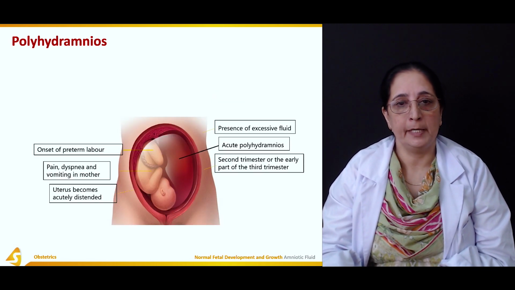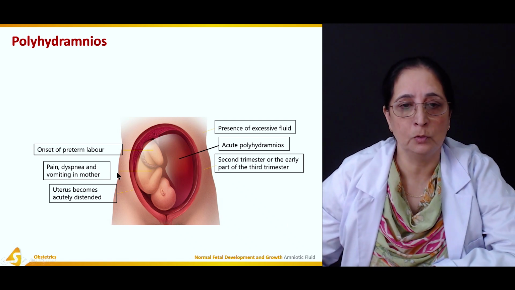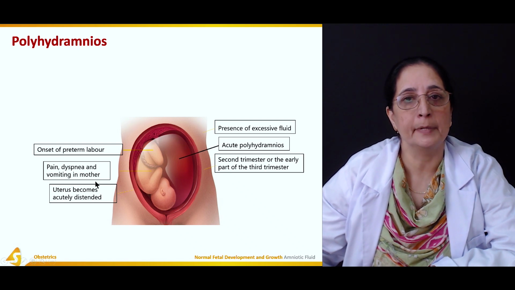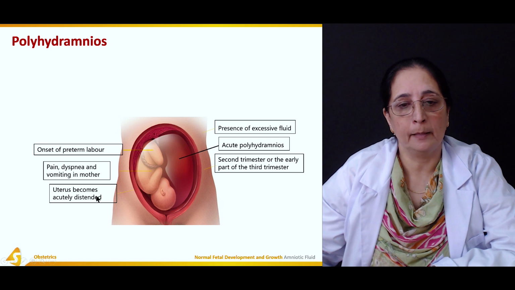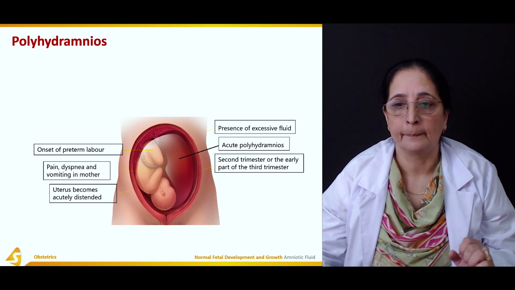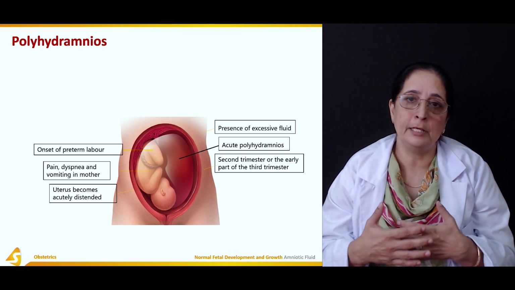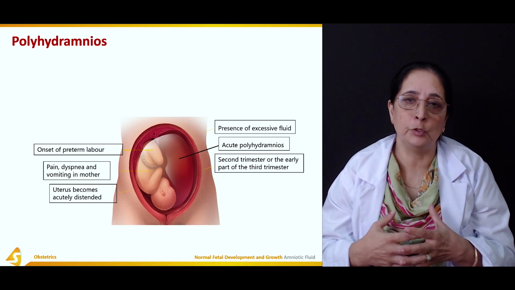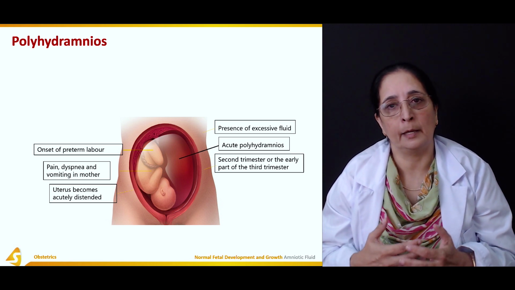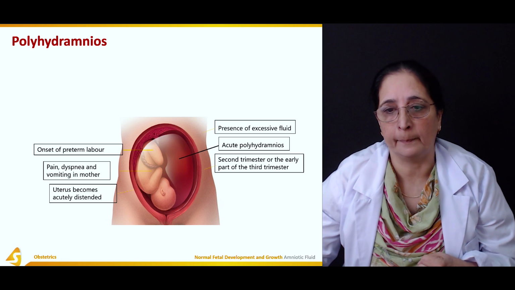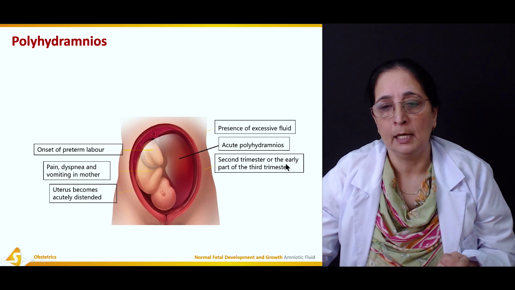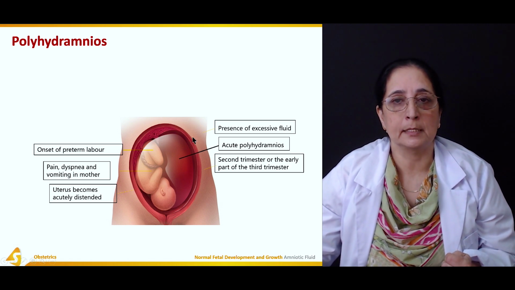Next, polyhydramnios. Polyhydramnios leads to onset of preterm labor. There is pain, dyspnea, and vomiting in the mother. The uterus becomes very big, acutely distended because of increased fluid. So increased size of the uterus not related to the gestational age is an indication that the amniotic fluid is excess in volume. There is excess fluid, and it is possible in the second trimester or the early part of the third trimester.